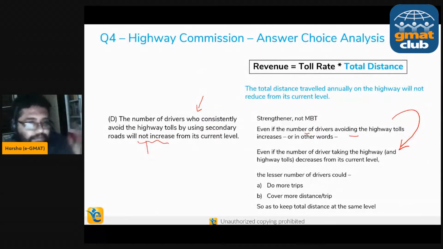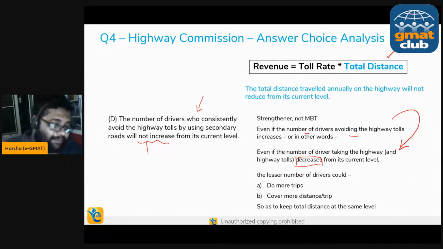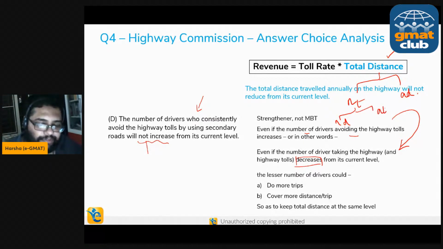But even if it decreases from its current level, the number of drivers doing trips is less. But what if these drivers compensate by doing more trips on the highway? Or what if they cover more distance? Even if they're doing a lesser number of trips, what if they cover more distance in these trips? In any of these cases, my total distance could still remain the same. For those of you who like the math aspect of it, your total distance, we already broke it down, is essentially number of trips into average distance per trip. Your number of trips is nothing but number of drivers into average number of trips per driver.